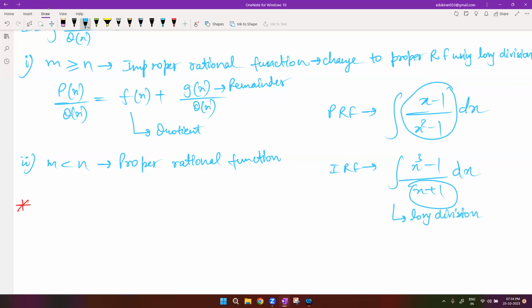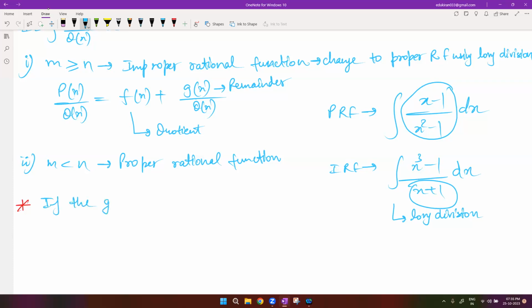We need to apply long division in this case. Improper rational function, proper rational function. Okay. Now, if the given rational function is proper, in that case, what do we need to do? Then start with this. Okay. Then start with this.